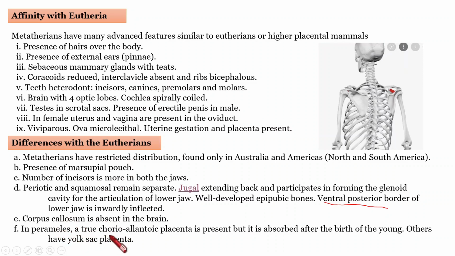In the case of this one, only a true chorioallantoic placenta is present. But that placenta, it is absorbed after the birth of the young. All the others possess only yolk sac placenta. That already we have seen in the former slide. Allantoic placenta is generally absent. Only in parameles, in the case of metatherians, a true chorioallantoic placenta is present, but that too will be absorbed after the birth of the young one. So that is another difference when compared to eutherians.